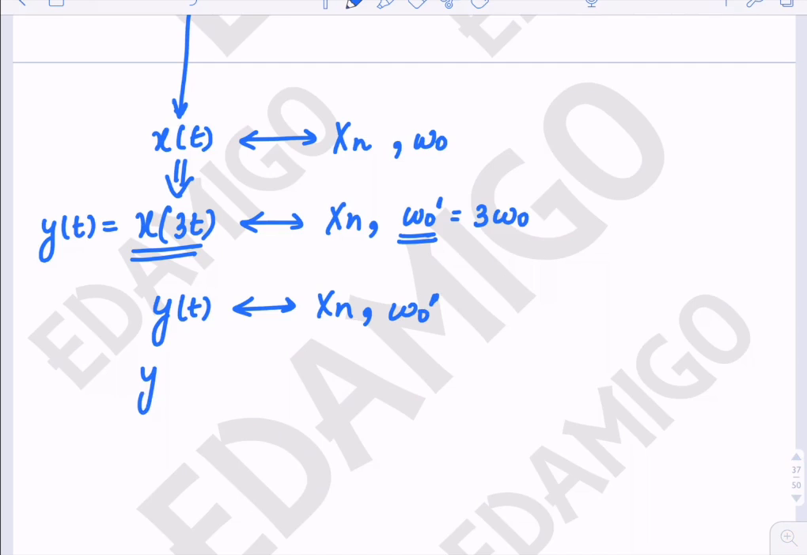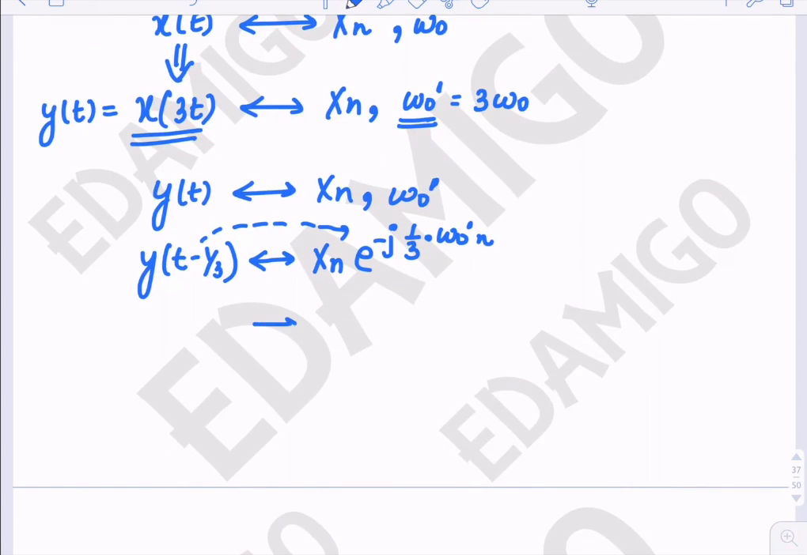Now we do the time shifting. y of t minus 1 by 3 will have the Fourier series coefficients xn with the same sign, e to the power minus j into 1 by 3 into omega naught dash into n. This is the property we have seen: y of t minus tau will have the Fourier series coefficient xn e to the power minus j tau omega naught dash n. Now we can see that with omega naught dash equal to 3 omega naught, xn e to the power minus j omega naught dash n will be the Fourier series coefficient of y of t minus 1 by 3. Now why have I shifted by 1 by 3? Because y of t is equal to x of 3t.